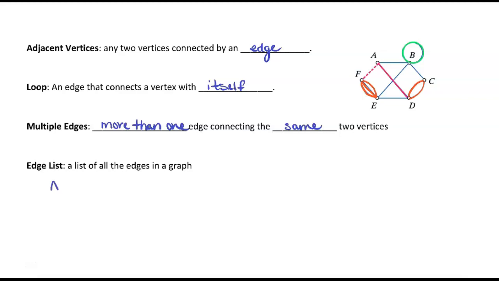We write capital A, capital B for the edge connecting vertex A to vertex B. We write capital B to denote the loop at vertex B. Then we have BC for the edge between B and C, BE for the edge from B to E. Since we have two edges connecting C and D, we'll write CD twice. We also have an edge connecting A and D, E and D, and finally three edges between E and F.